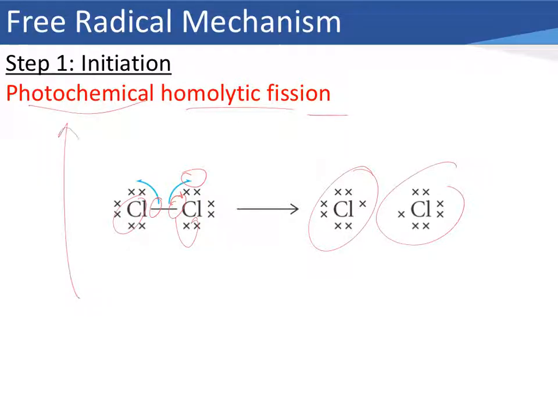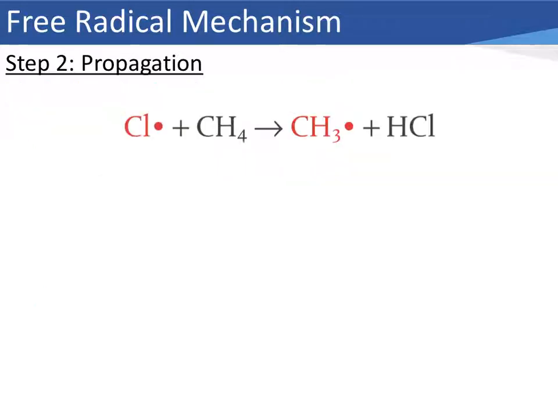Photochemical means it requires light. This fission will not occur without light. Ultraviolet light, to be specific. So the radicals are produced, and then the radicals that are produced are very reactive. So if this chlorine radical happens to bump into a methane molecule, it'll pluck a hydrogen atom from that methane, and you end up with a methyl radical.